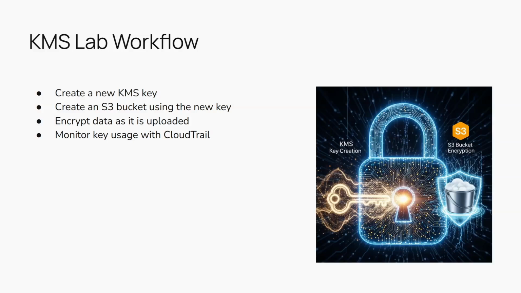In today's lab we are going to put these concepts into practice. We will start by creating a new KMS key, then we will create an S3 bucket that uses our new key to automatically encrypt data as it's uploaded. Finally, we will use a monitoring service called CloudTrail to track how our key is being used, giving us an audit trail of its activity. So yeah, that's it. Let's get going and do the hands-on on the AWS Skill Builder page.